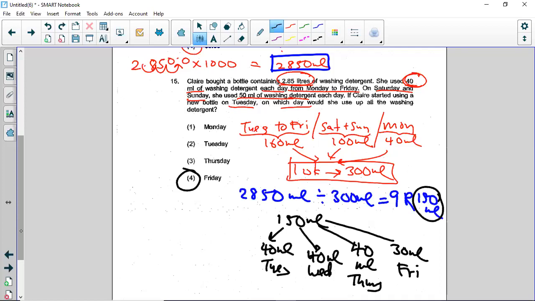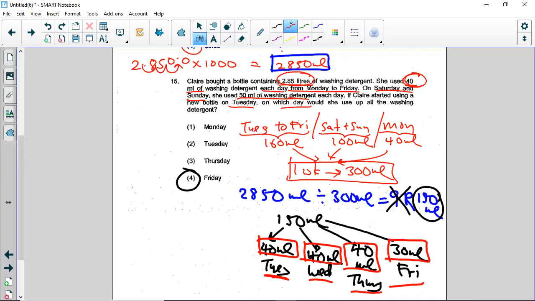You understand? So when you want to find how many weeks, don't care about the weeks here. Go straight to the remainder and start counting from the remainder. So the remainder starts on what? The remainder starts on Tuesday, right? Tuesday, which is 40. And then another 40 will be the next day, which is Wednesday. Then another 40, which is the next day, a Thursday. And then there is 30 left. That must be a Friday. Okay, so you must have used up the bottle on Friday.